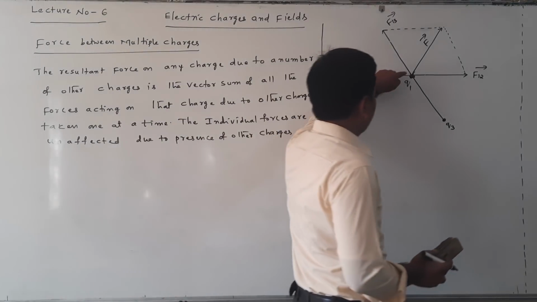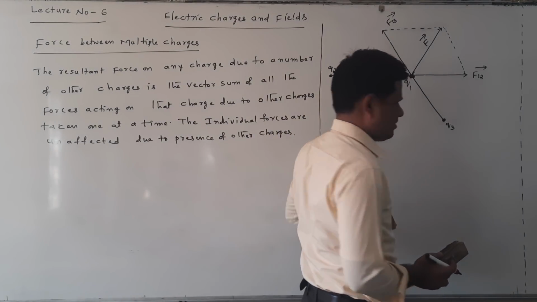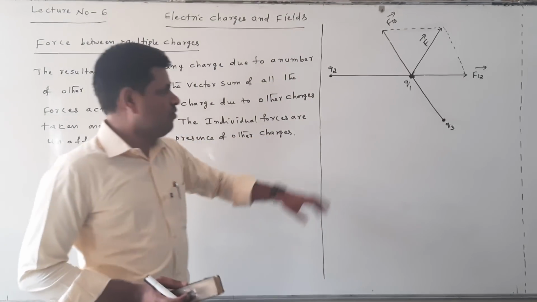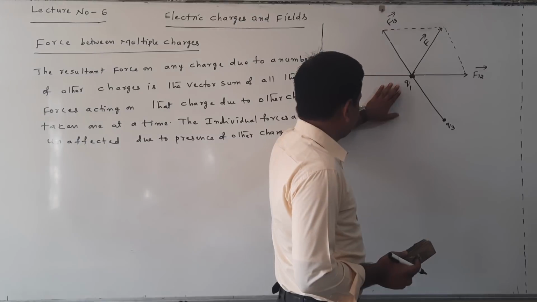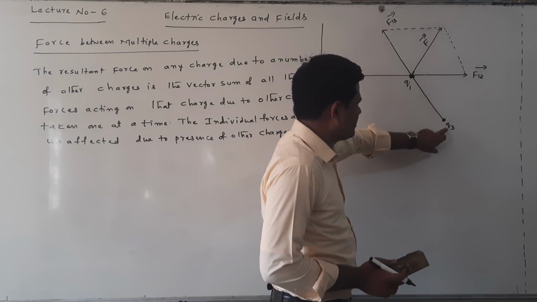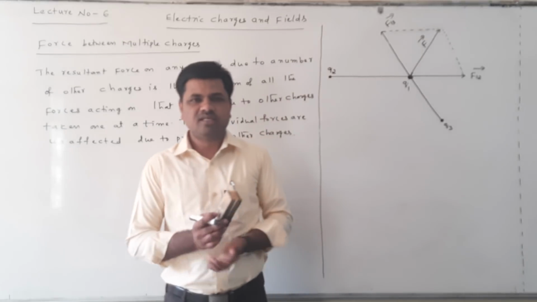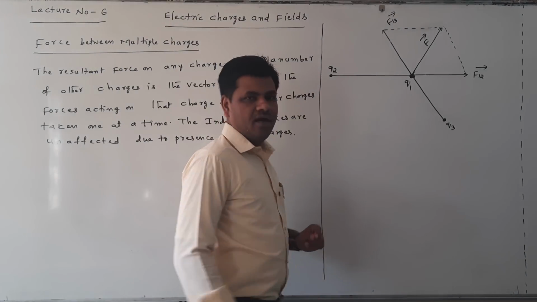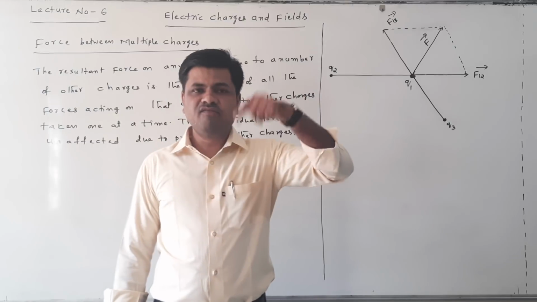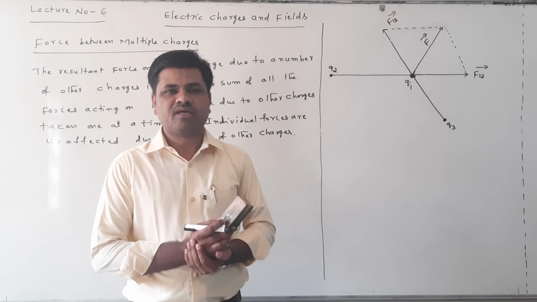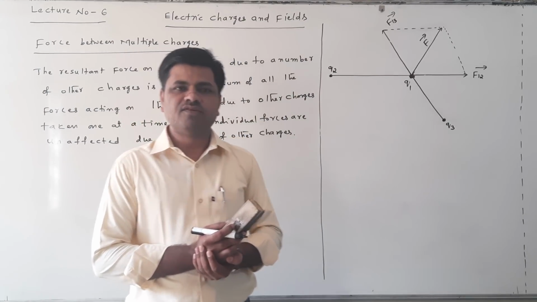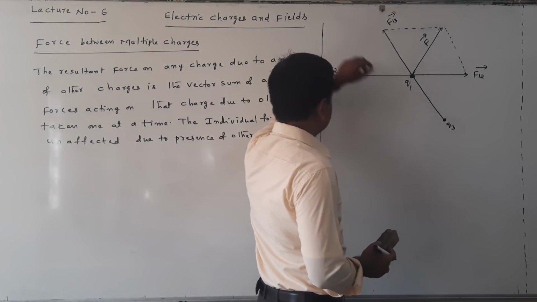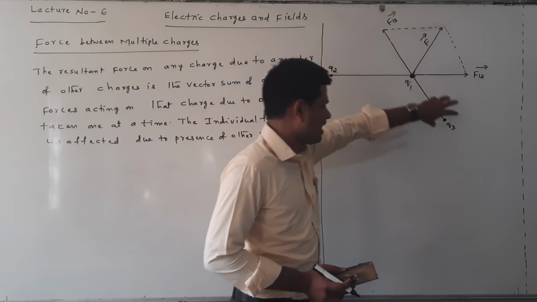Here, I want to find the resultant force acting on the Q1 charge. On the Q1 charge, there is the force due to the Q2 charge and the force due to the Q3 charge. We have three charges here: Q1, Q2, Q3. I want to find the resultant force acting on the Q1 charge.